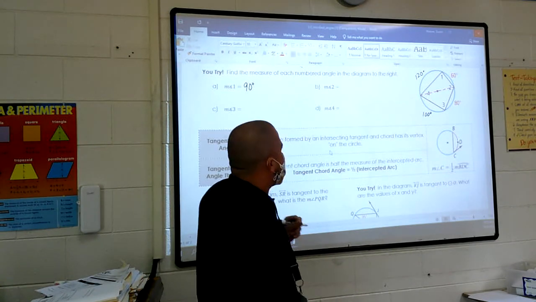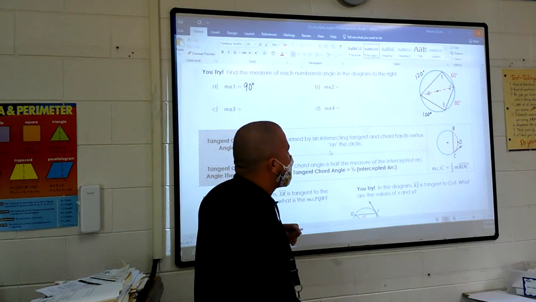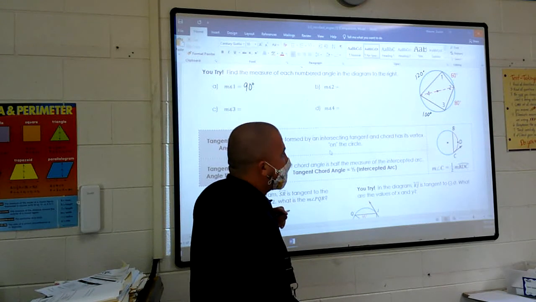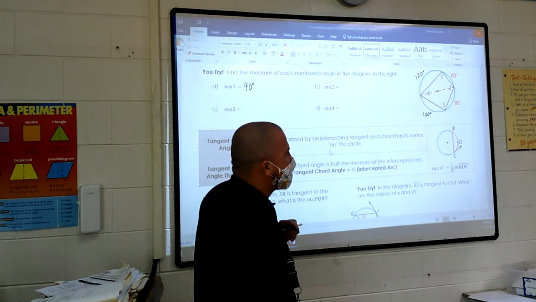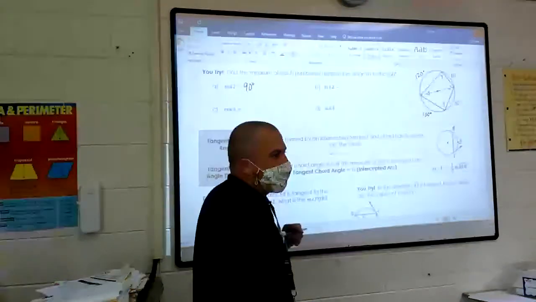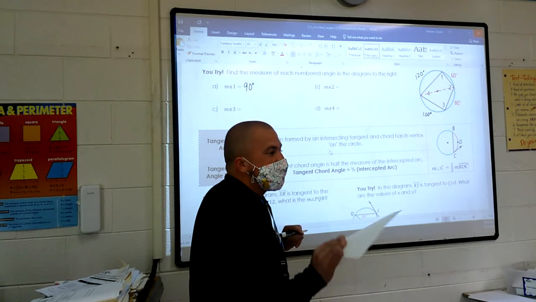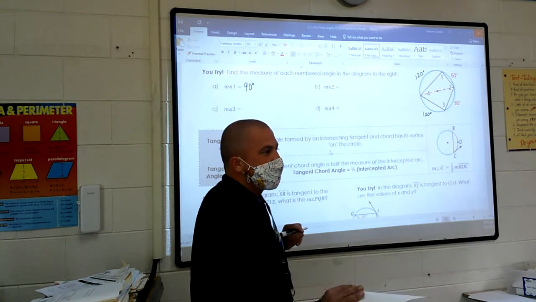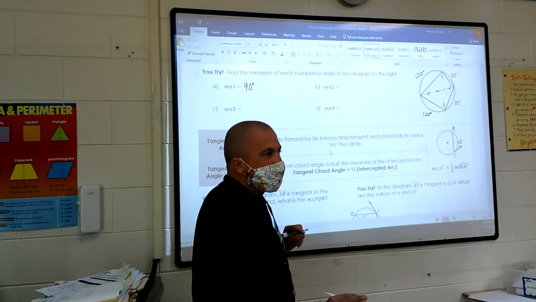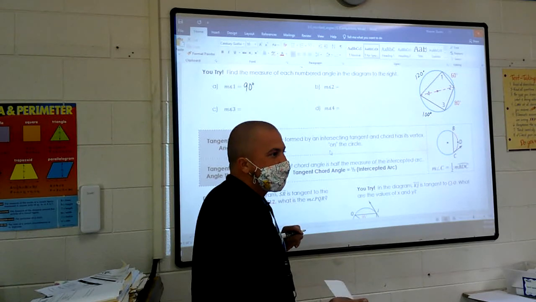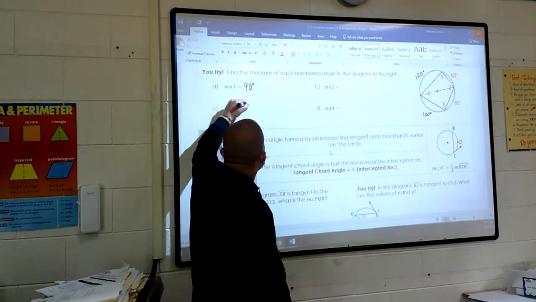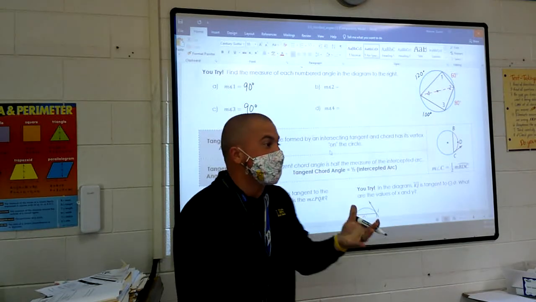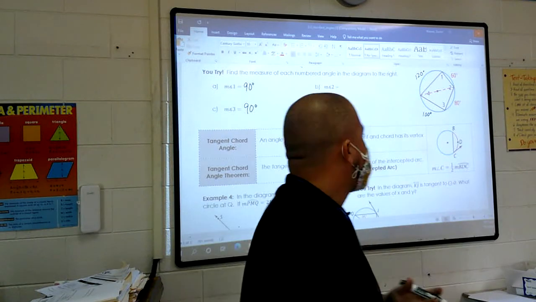Now, measure of angle 3, what is it? Also 90. Now, it's 90 because why? Because it hits the semicircle. That makes it 90, right? But it's also 90 because why? One of the corollaries. The opposite angles are supplementary. So if that one's 90, you know the other one's 90. So there's two reasons. It's because it's a right angle, but it's also because of the corollaries.